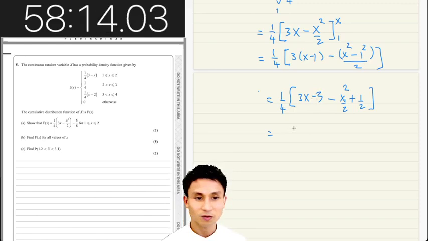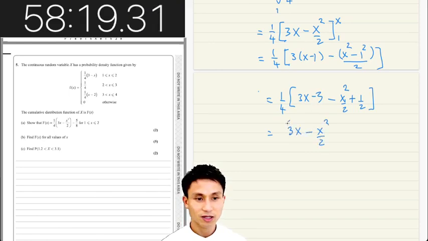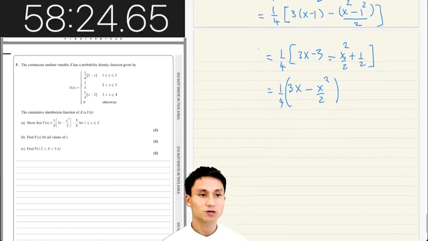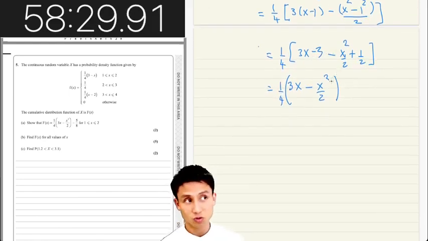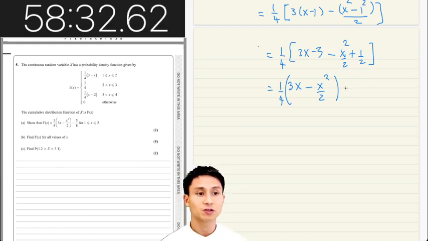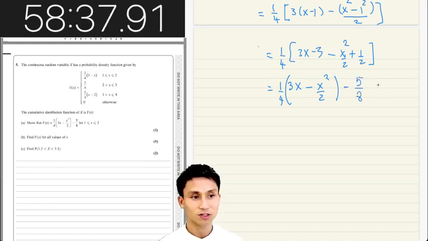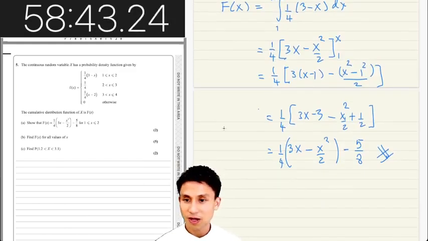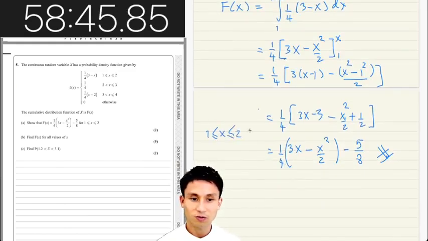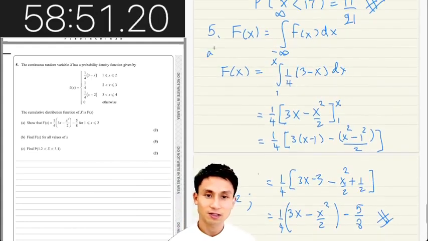So if we expand in, we keep 3x in the brackets and minus x squared over 2 in the brackets, and pushing the number out of the brackets. The number to be pushed out of the brackets would be minus 3 plus 1 over 2, that is minus 5 over 2, right? Minus 5 over 2 multiplied by 1 over 4 would be minus 5 over 8, which is as required. Yeah, so this is just for the bound 1 less than or equal to x less than or equal to 2. Just in case they want us to write that. And this is part A.